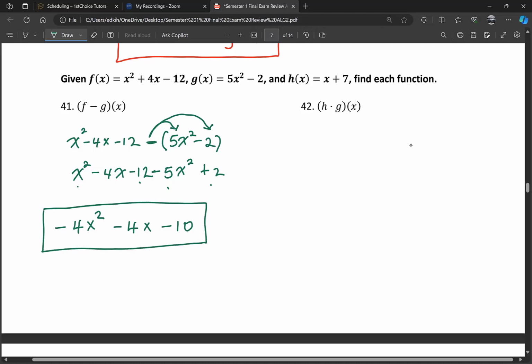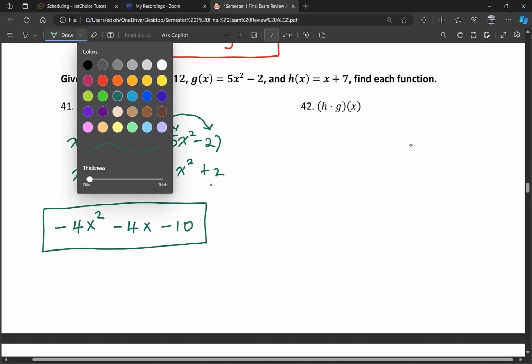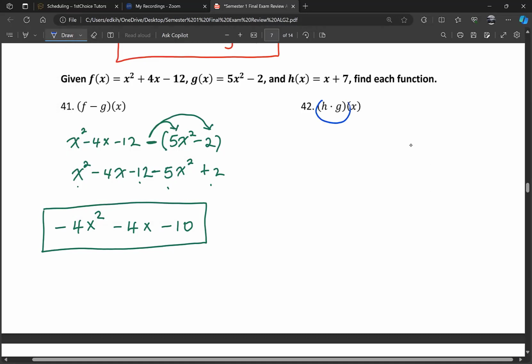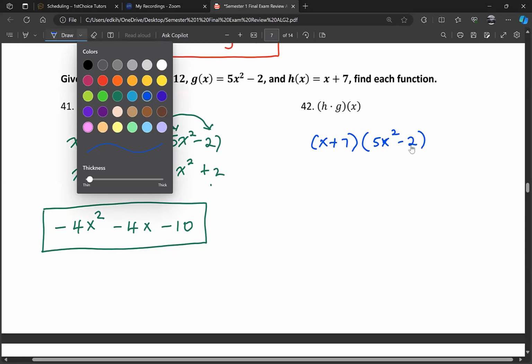Simple as that. So just obey what this is telling you to do. That's inviting you to just subtract g from f. The next question is asking you to multiply h and g. So h is x plus 7. I'm going to put that in parentheses because you're multiplying. And then g is 5x squared minus 2. So this is calling for foiling, right? So we've got to foil this guy.